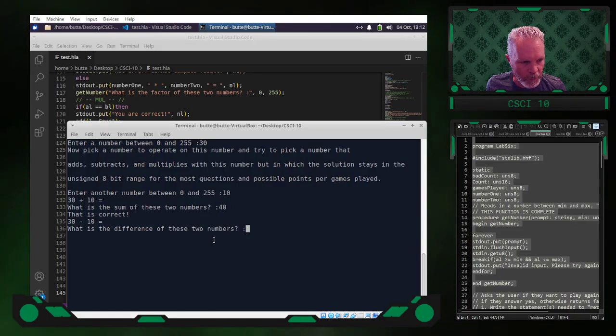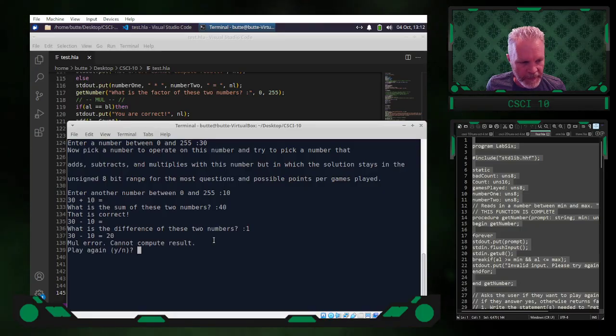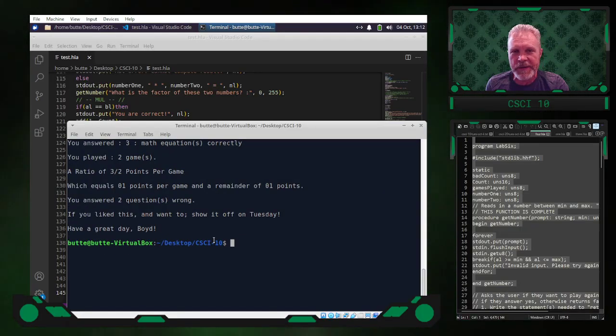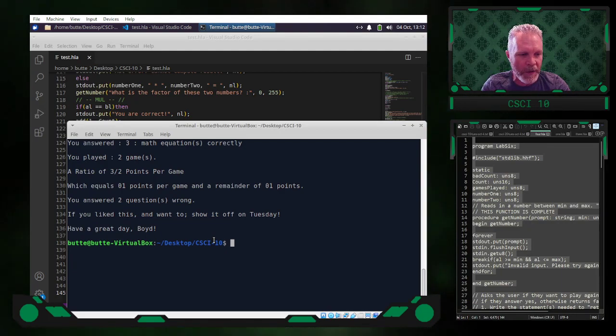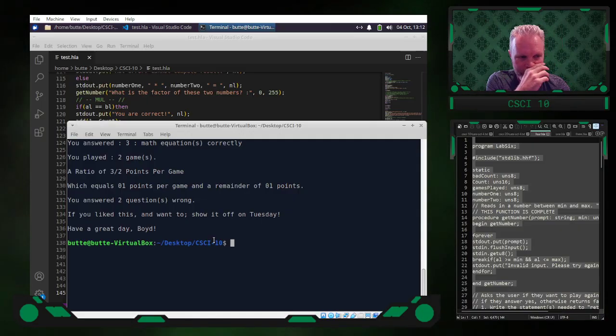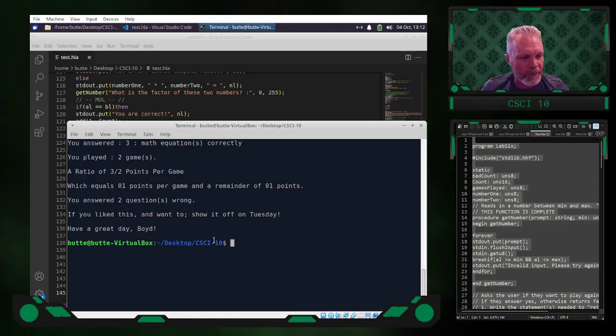Let me get a couple more right. Get that one wrong, a mul error. So what was interesting about this one is that it was actually keeping a tally of what was going on while the program was running. So I played through the entire sequence twice. I got 3 problems correct. That's true.